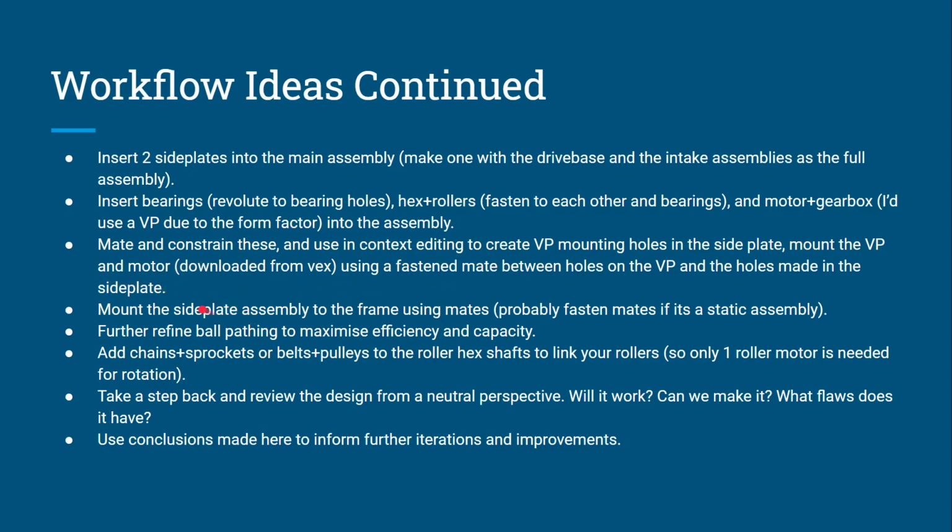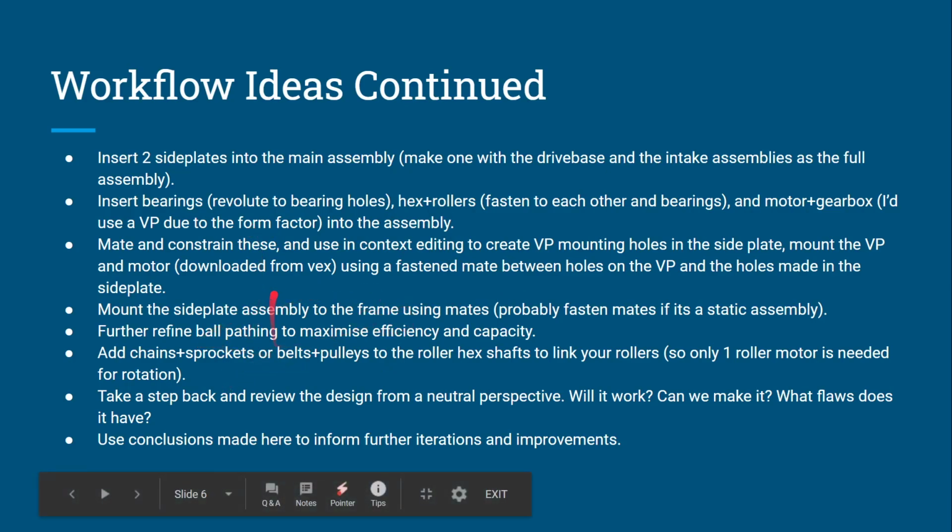Put them in the assembly, and then go to mounting the side plate assembly to the frame, and then you refine some ball pathing, right, using in-context editing. So you make your assembly, then you put the ball where you want it, and then you right-click on the side plate and you say Edit in Context, and that'll allow you to use the ball to inform the placement of the roller. So you go to the center of the bearing hole and you dimension it to the top of the ball, right?